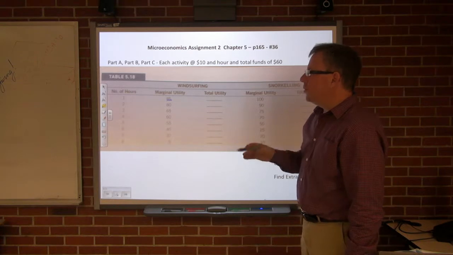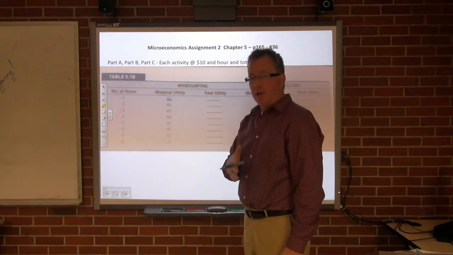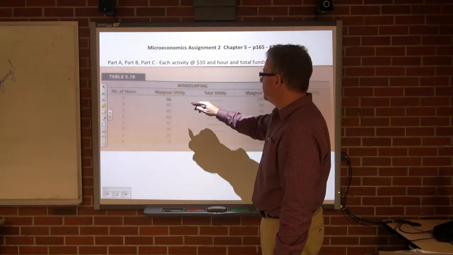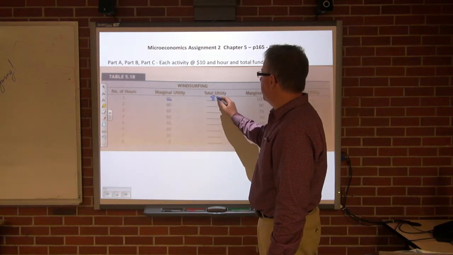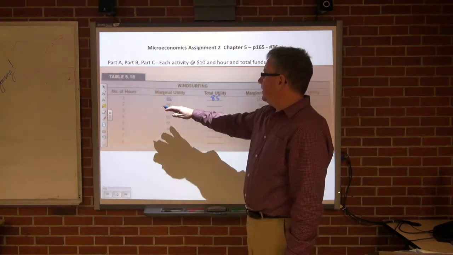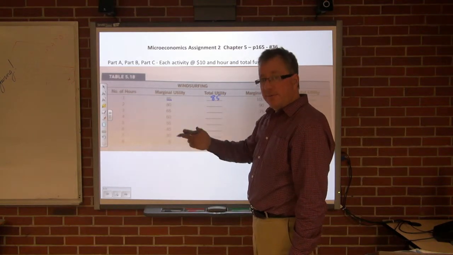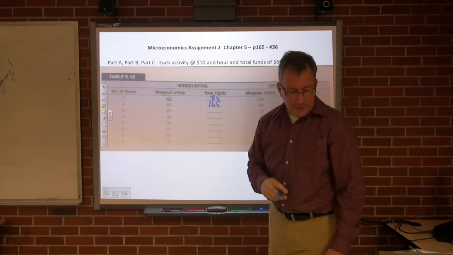Well, the first thing we need to do is calculate our total utility. Our total utility is just a summation of all of our marginals. So in the first instance, for example, in windsurfing, our marginal utility is 85, so our total utility is indeed 85. In the second instance, our marginal utility is 80, so we take the 80 and add it to the 85 that we got from our first. So that's 165.